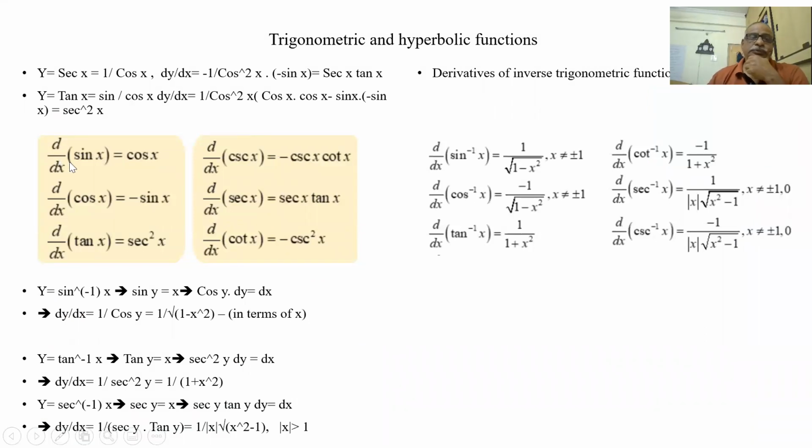We know d by dx of sin x is cos x, because we have the fundamentals. Sin of x plus h minus sin x by h, as h tends to 0, will become cos x. Similarly, derivative of cos x is minus sin x, tan x is secant square x, cosecant x is minus cosecant x cot x, secant x is secant x tan x, and cot x is minus cosecant square x. Okay.